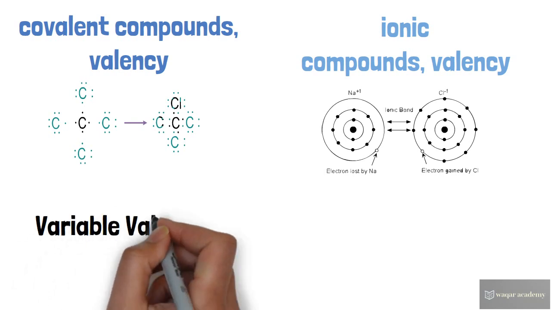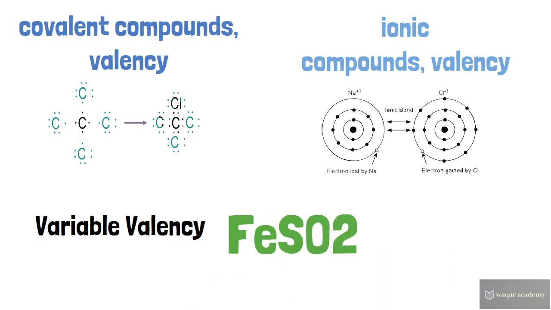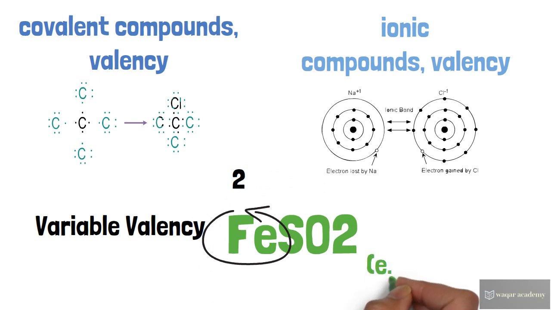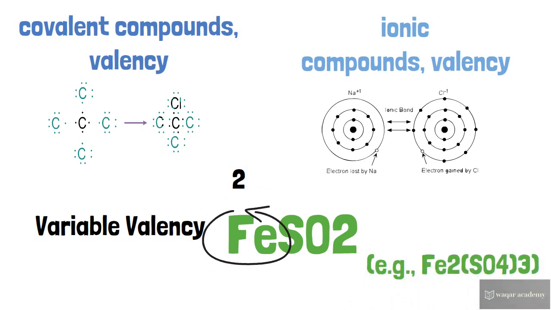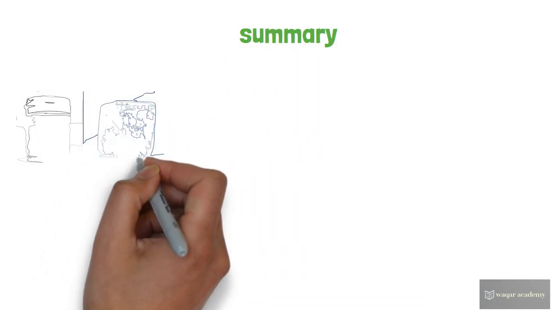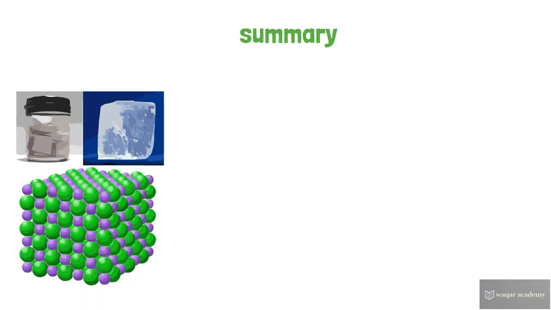Variable valency. Some elements can exhibit multiple valencies. For example, iron, Fe, can have a valency of 2 in ferrous compounds, e.g., FeSO4, and a valency of 3 in ferric compounds, e.g., Fe2(SO4)3. In summary, matter encompasses everything with mass and occupies space, and it can exist in different physical states.